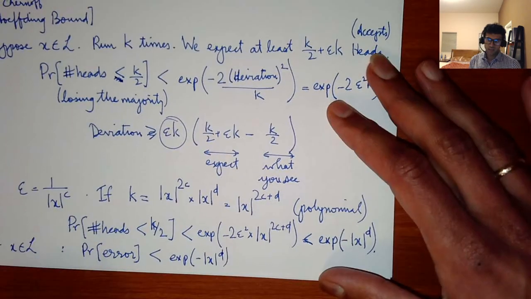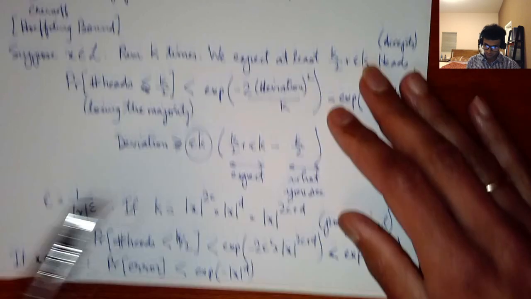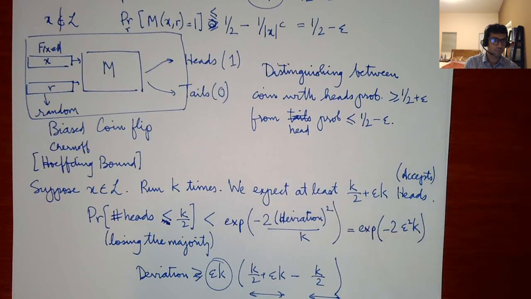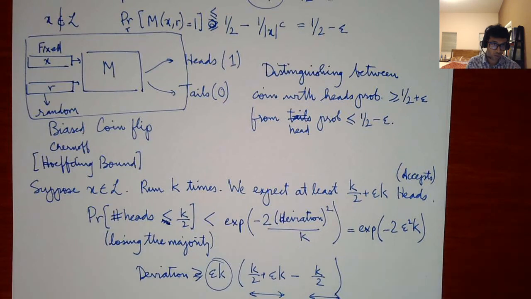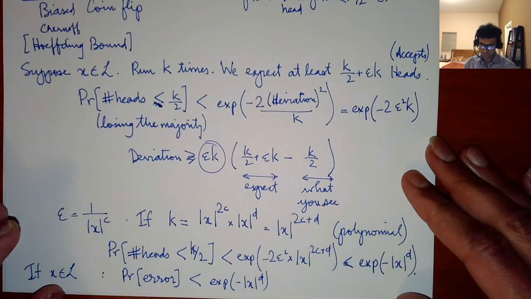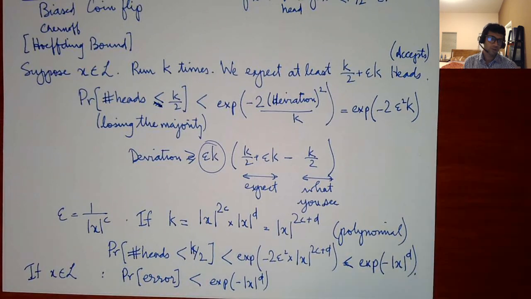And if x is not in L, you can basically run a similar argument. You use the Hoeffding Bound again, and you have to look at what is the probability it's going to be more than k over 2. In the other case, you expect at most k over 2 minus epsilon k heads. And you have to look at the probability if the number of heads is more than k over 2. But the math is actually identical. The Hoeffding Bound looks the same on both sides. Both the upper and lower tail bounds are the same. And so if x is not in L, the probability of error is exponentially small, which is what we wanted.